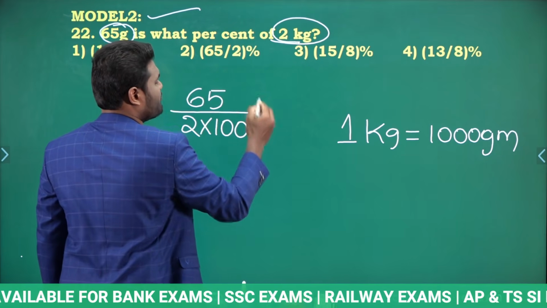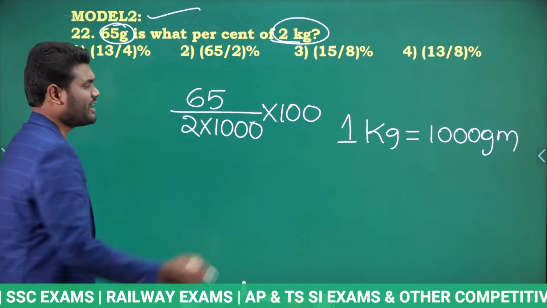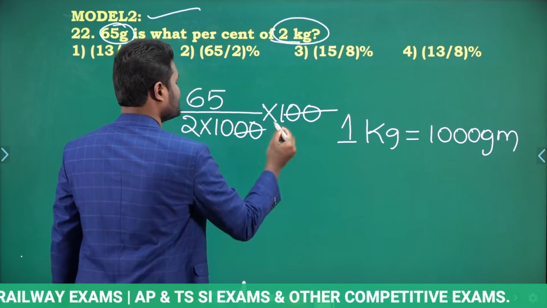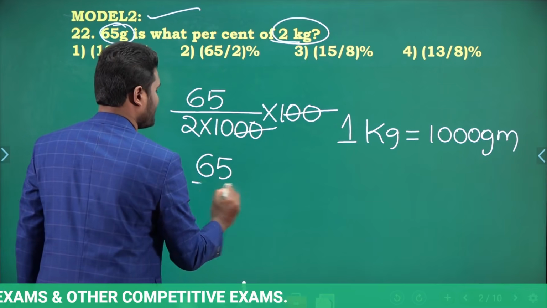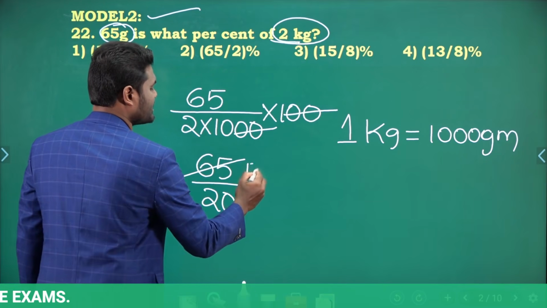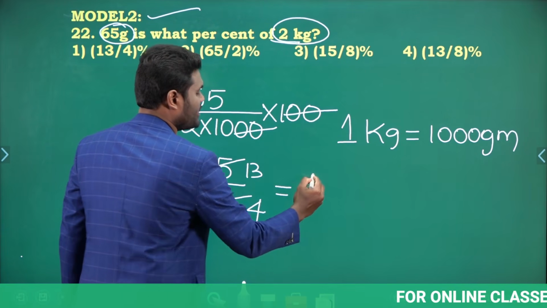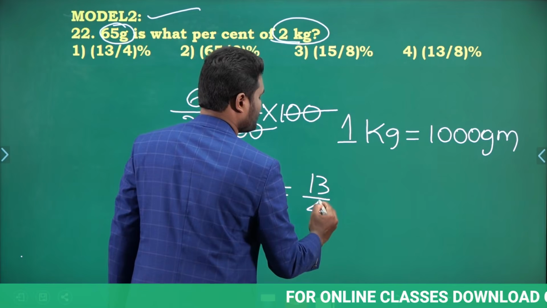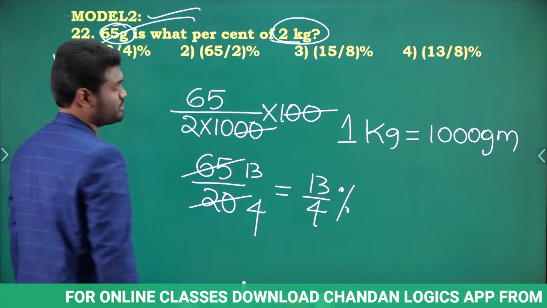Now we need it in terms of percentage, so we multiply by 100. When you calculate, the 00 and 00 get cancelled. Now this is nothing but 65 by 20. When you simplify this, 5 cancels here 13 times and 5 cancels here 4 times. Now this is going to be 13 by 4%. Yes or no? So I can simply mark it as the first option.